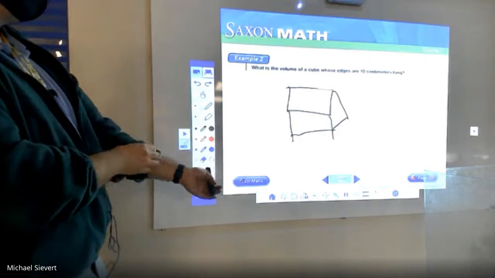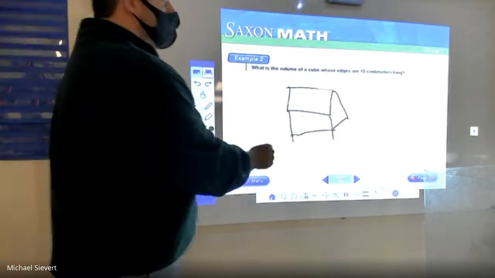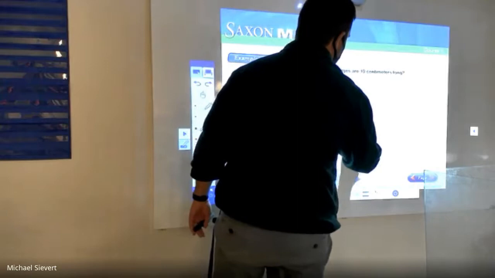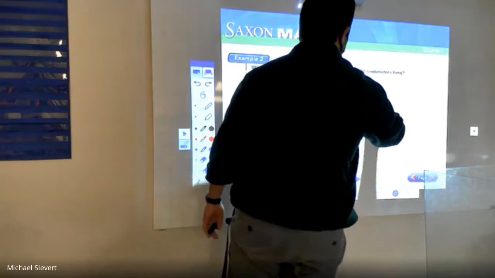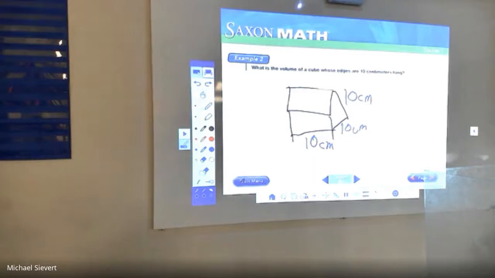But that means this would just be 10 centimeters. The width would be 10 centimeters. And the height would be 10 centimeters. Because it's a cube, they're all the same length. It's not a rectangle. A rectangle usually has different lengths.